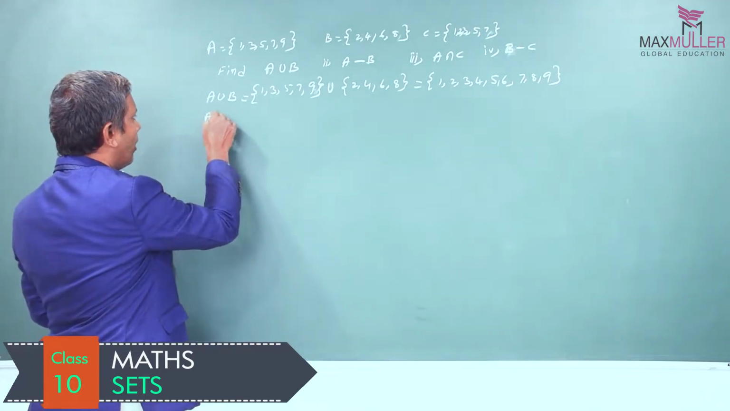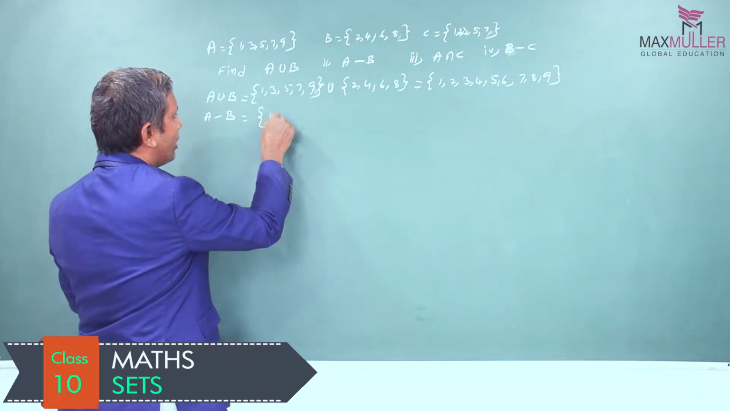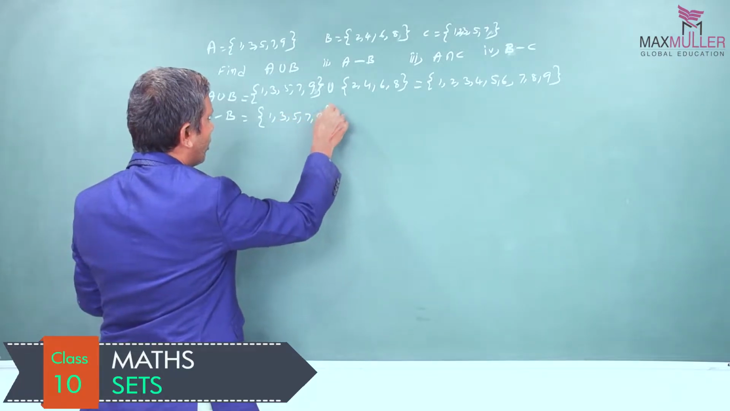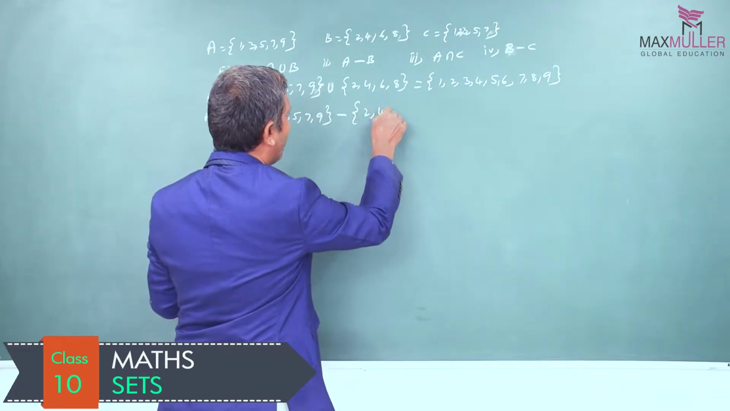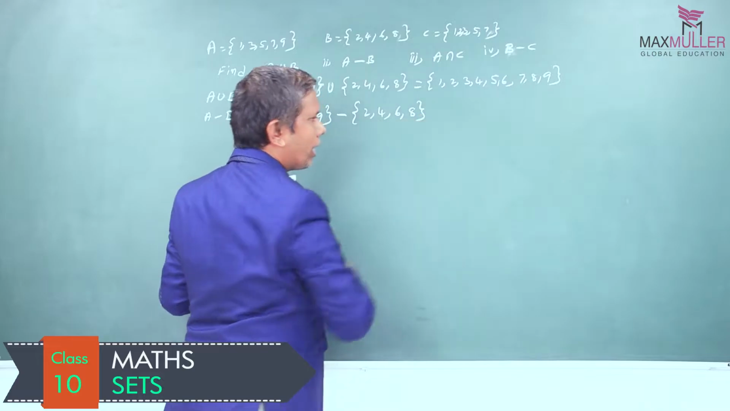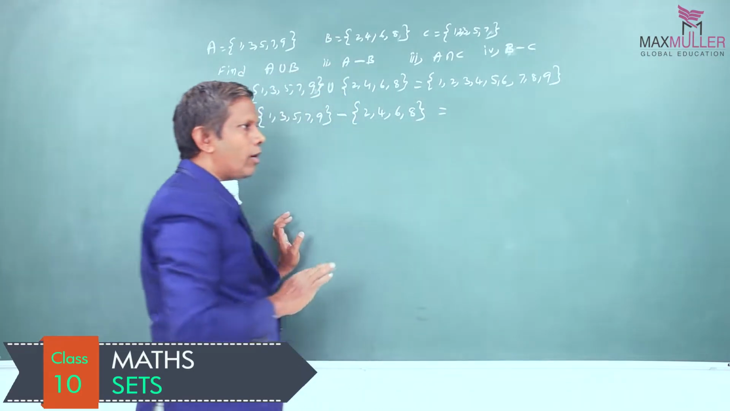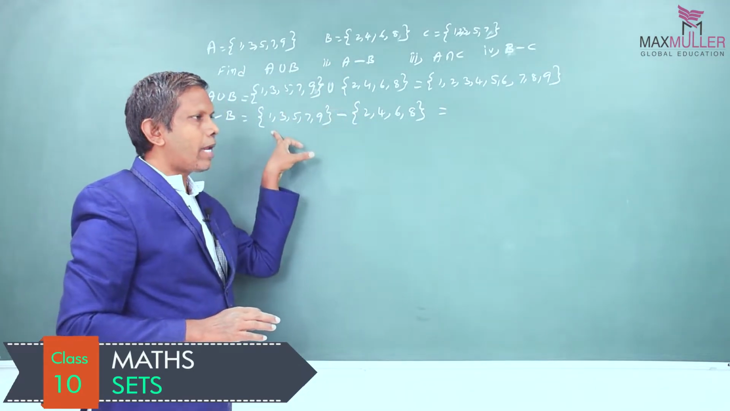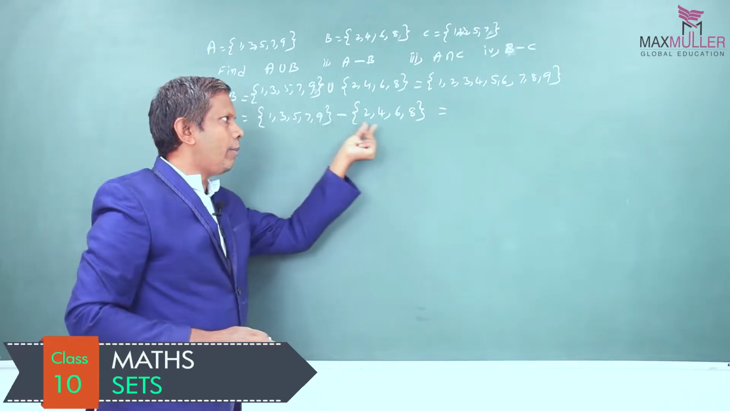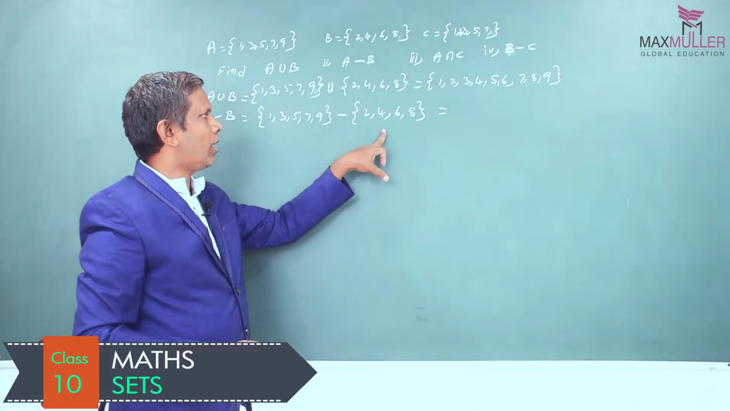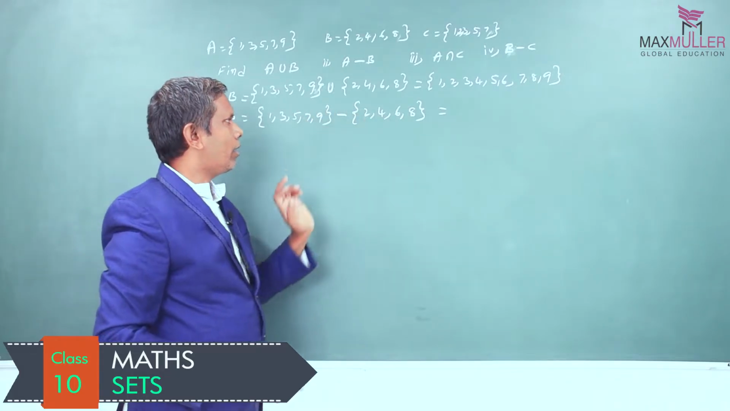Second one, A minus B. That means again you can write the elements of A, that means odd natural numbers, minus the elements of B, that is even natural numbers, up to 10 only. So the subtraction of these two is 1, 3, 5, 7, 9. Are these elements there in B? 1 not there, 3 not there, 5, 7 and 9.